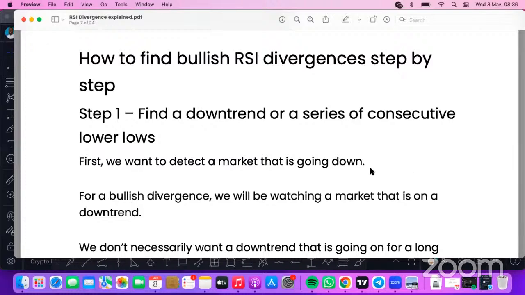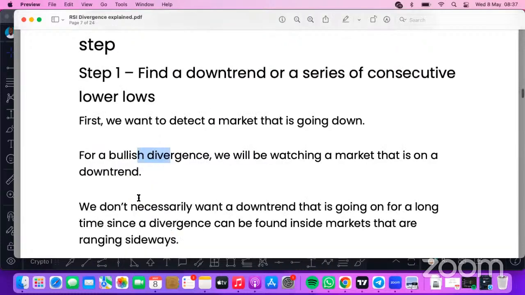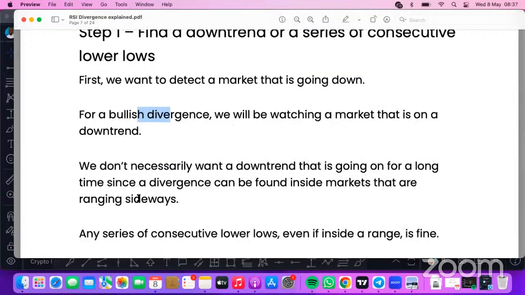Okay. Now, for the bullish divergence, we want to be watching a market that is on a downward trend. So when you find a market that is going down, that's where you want to put your focus. We do not necessarily want a downtrend that is going on for a long time.